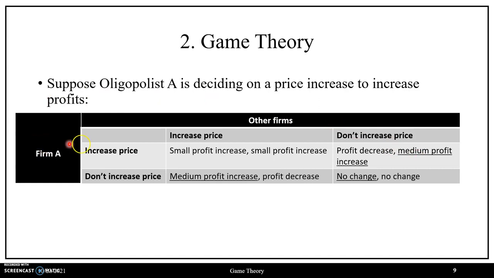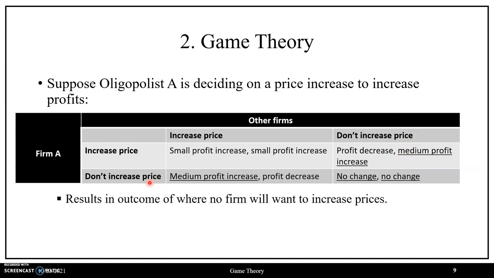Doing the same for firm A's other strategy, where they do not increase their price, other firms can increase their price for a profit decrease or not increase their price for no change. They prefer no change in profits over a decrease, so we highlight this selection, where in this game our solution is no change in terms of our payoffs, where our strategies will be other firms not increasing their price, and firm A will not increase their price.